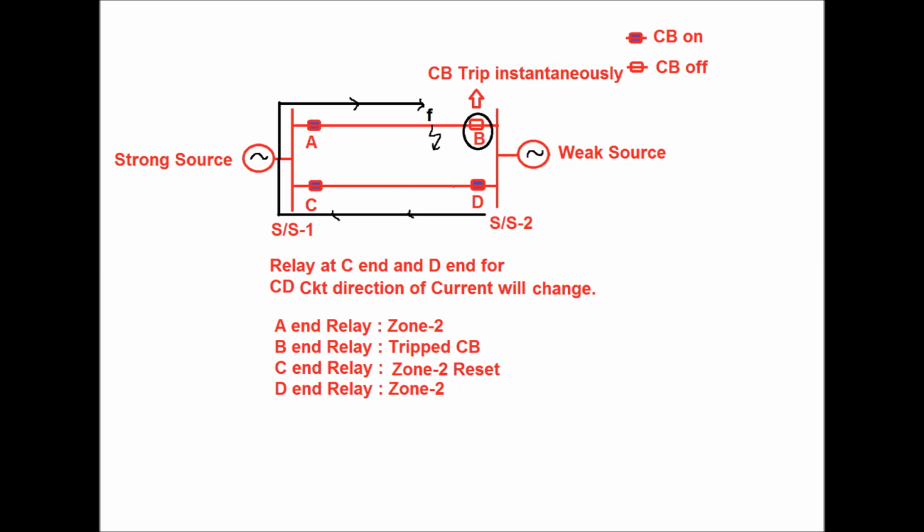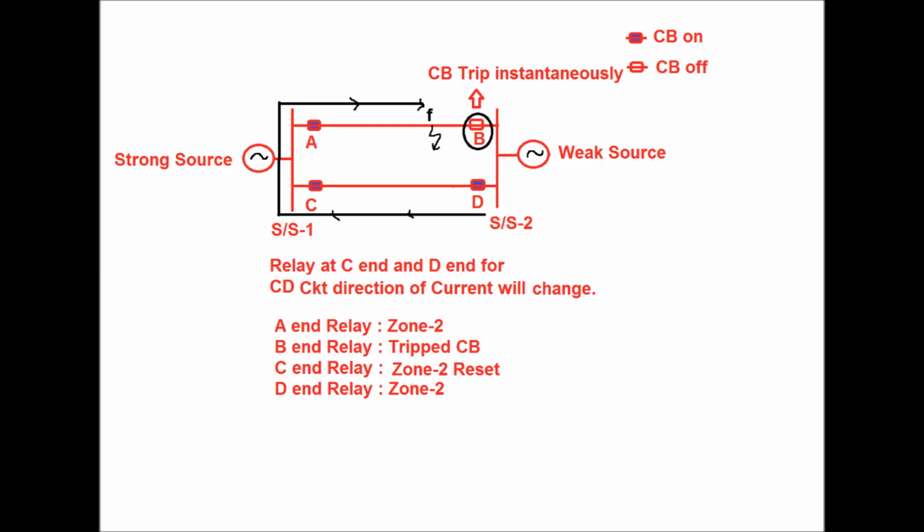Since the fault at point F is located from the B end relay at zone 1, the relay will send an instantaneous trip signal to its circuit breaker. So the CB at B end will trip instantaneously and the breaker will be off. Due to tripping of the circuit breaker at B end, the current flowing in the CD circuit will reverse as shown in this diagram. The relays for the different ends are shown in this diagram.